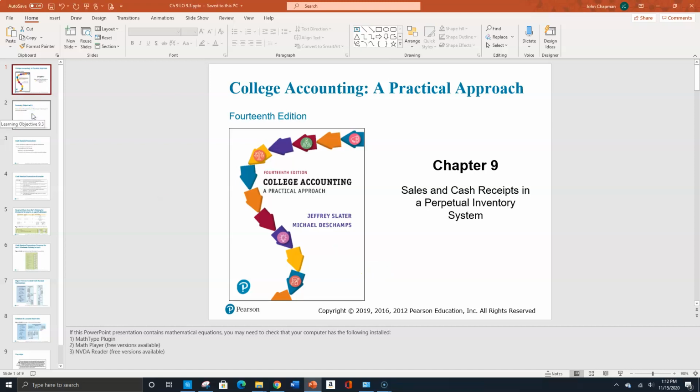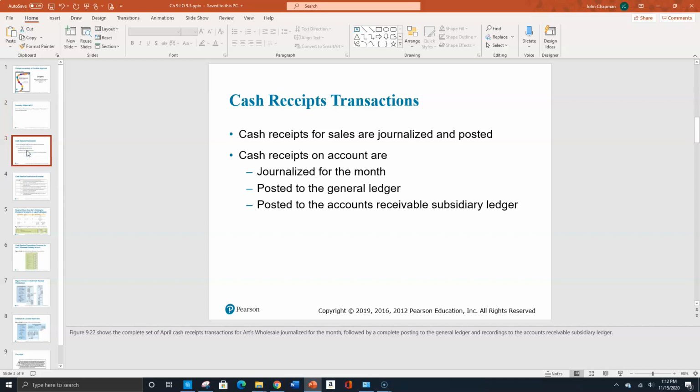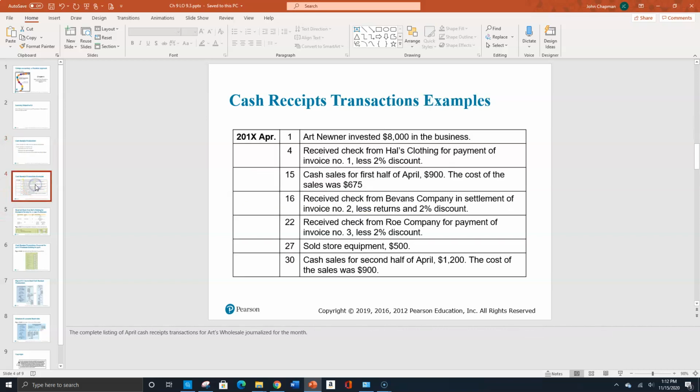Okay, welcome to Learning Objective 9.3, Cash Receipt Transaction, Preparation of Schedule of Accounts Receivable. So cash receipts for sales are journalized and posted. Cash receipts on account are journalized for the month, posted to the general ledger, and posted to the accounts receivable subsidiary ledger.